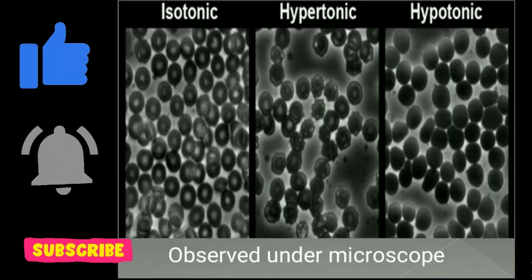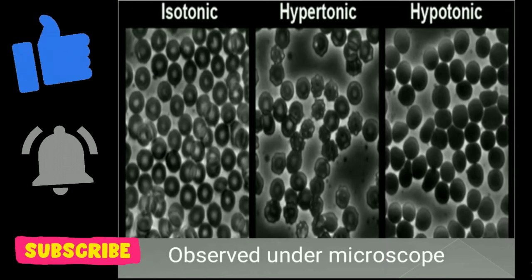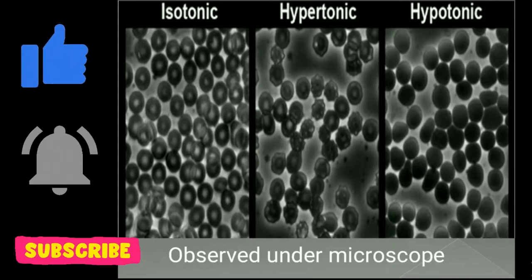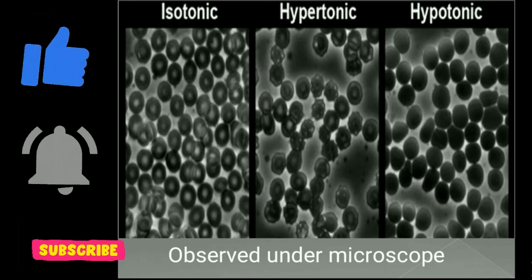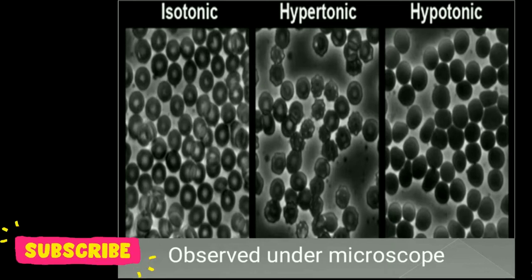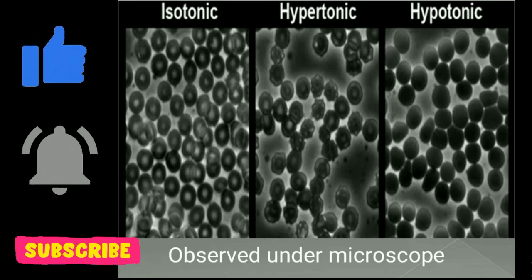This slide clearly shows that when these slides are observed under the microscope, these are the observations. First diagram clearly shows the structure of the RBCs, that is, they are normal. Whereas in case of hypertonic solution, change in the shape can be easily observed as they have undergone shrinkage. Whereas in hypotonic solution, they have undergone swelling.